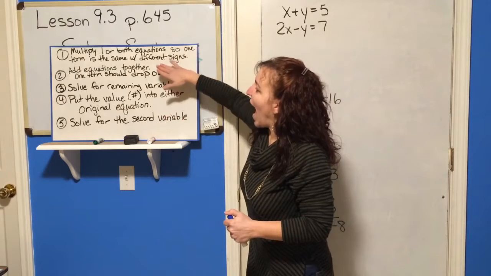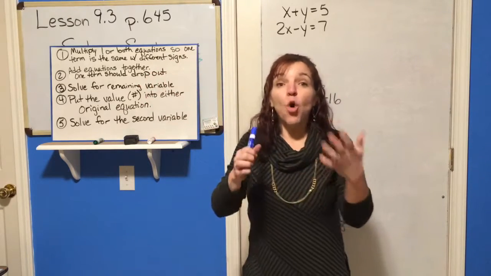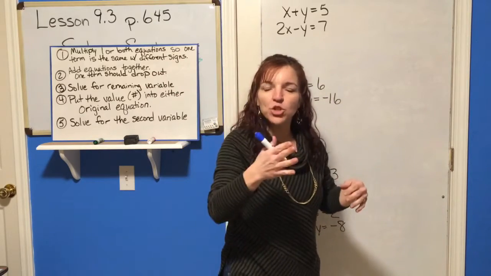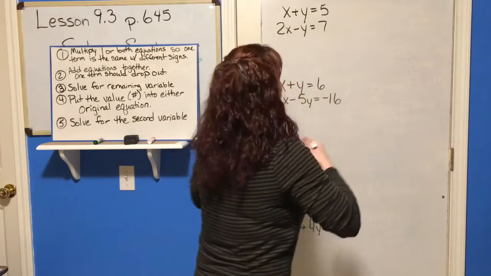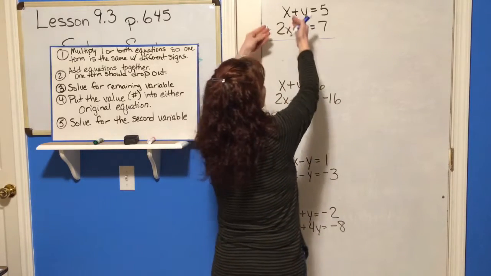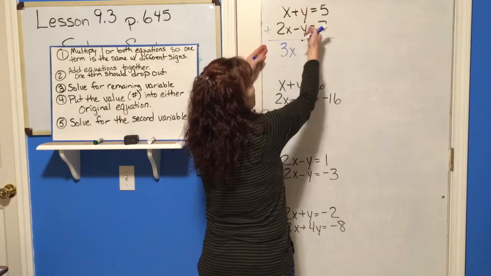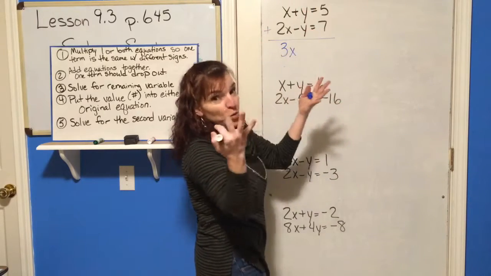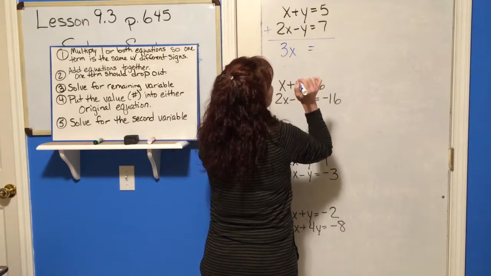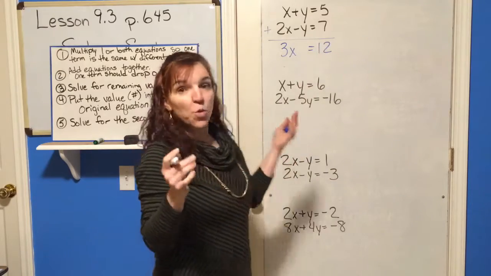Step 2, add the equations together. One term should drop out. So the whole point for step 1 is to make it so that when you add them together, one of the terms is going to totally drop out. So if you add these two together, you add the x's, and so you get 3x. Y minus y totally drops out, which is what it should do. And 5 plus 7 is what? 13? 7, 8, 9, 10, 11, 12. So 3x equals 12.